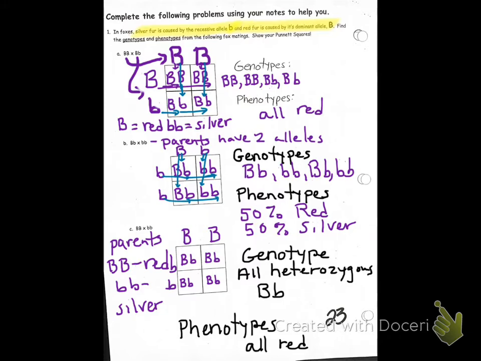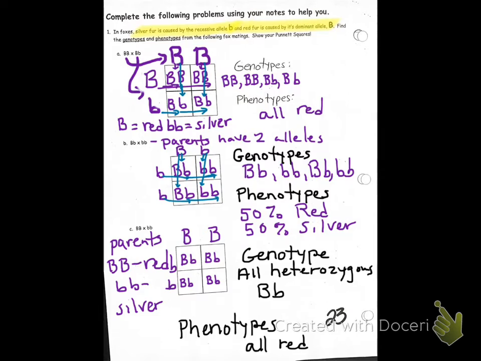So you have capital B capital B crossed with capital B small b. What that means is a homozygous dominant fox, capital B capital B, is one parent. The other parent is capital B small b. Both these parents, what color should they look like? They both have a capital B, so the parents are going to look all red.